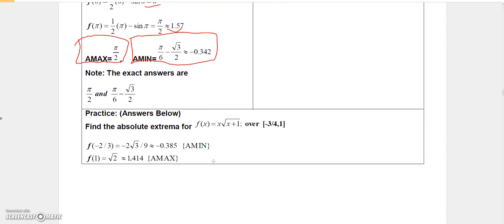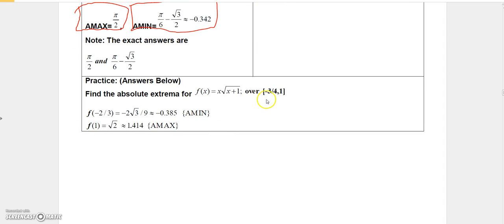There's a practice problem right here, and notice I used the interval negative 3/4 to 1. So if you do this problem, you'll evaluate the function at negative 3/4, you'll evaluate the function at 1, and then you'll find that there is one critical number between negative 3/4 and 1, and it's negative 2/3. So you'll evaluate it also at negative 2/3. And it turns out that you should get an absolute min at negative 2/3 and an absolute max at 1.